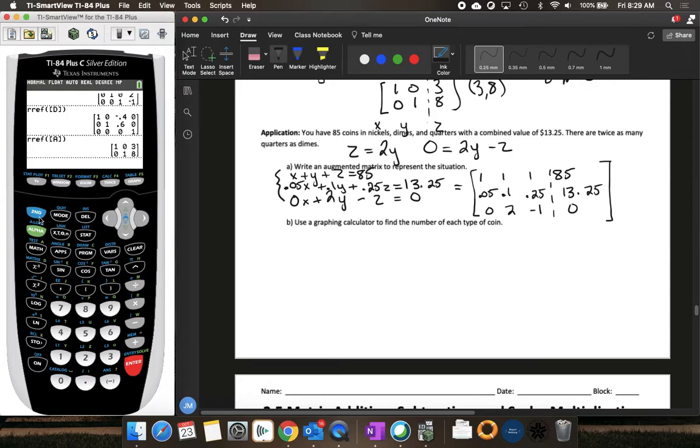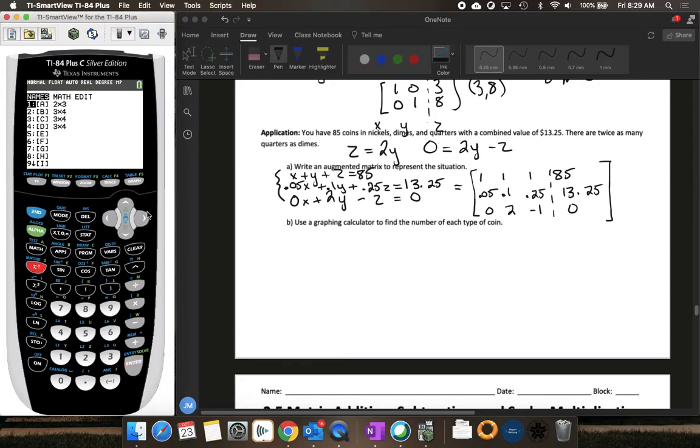All right, so then let's put those into a matrix using our graphing calculator. I'm just going to use matrix B since that's already a 3x4 matrix, and I will just type those over the top. So 1, 1, 1, and 85, and then 0.05, 0.1, 0.25, and 13.25. And then the last row, 0, 2, -1, and 0. Again, look that over, make sure everything looks okay, and I think it does. So let's go ahead and quit out of that screen.